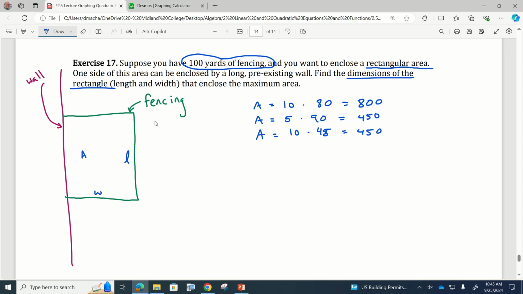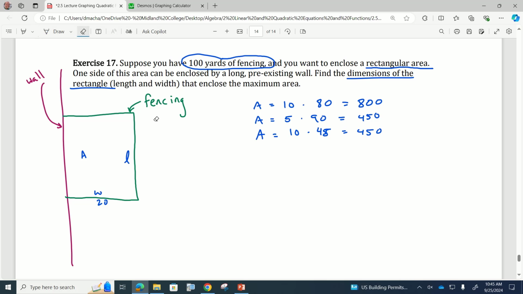Huh? Not 20 and 30? You're saying 30 for the length and 20 for the width? Then you've got some left over, right? You've only used 70 yards. So you can always make it bigger by adding the remainder to either length or width.